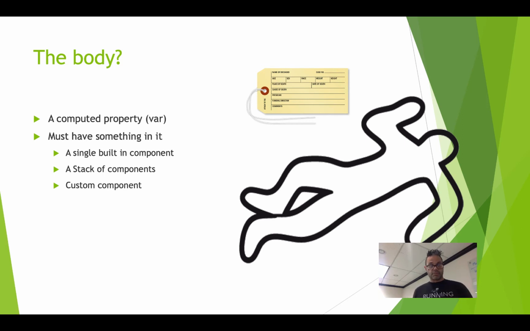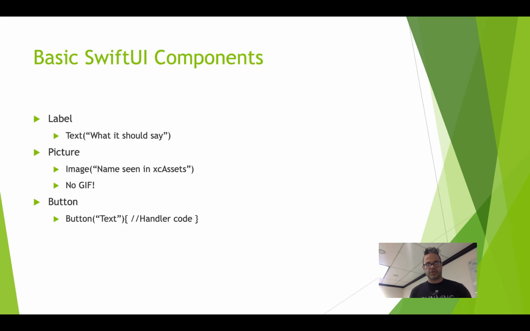So that can be a single built-in component, like an image, like a text, like a button, whatever you want. Or it can be a stack of components. Or it can be a custom component that has lots of things inside it that you make yourself. And we'll take a look at that as we go on and do more things. So let's go ahead and take a look at what that is.